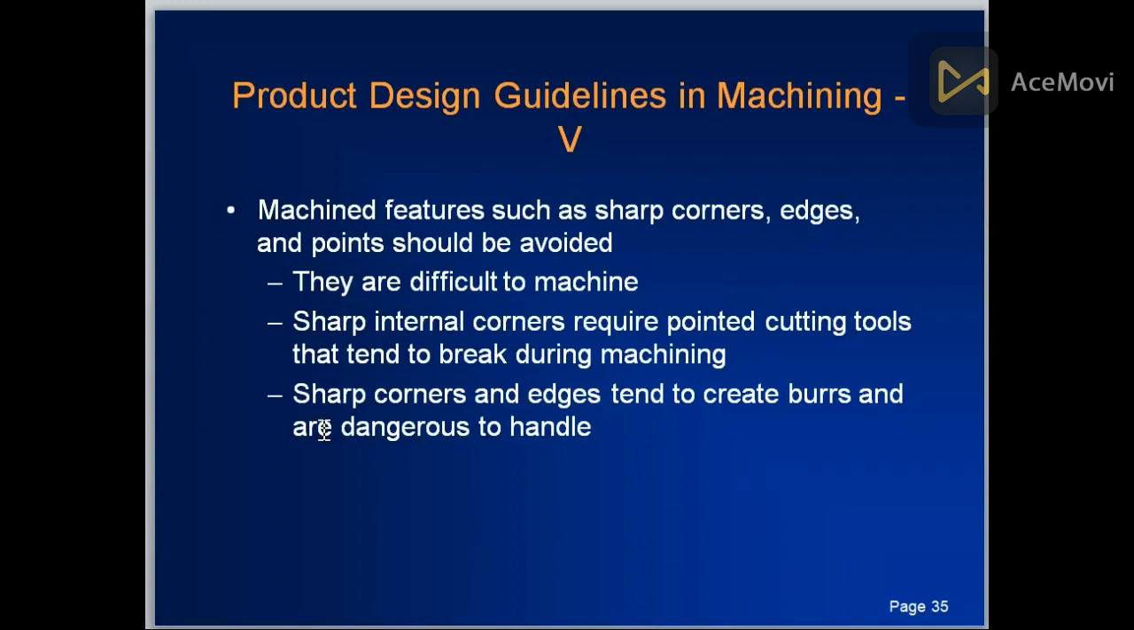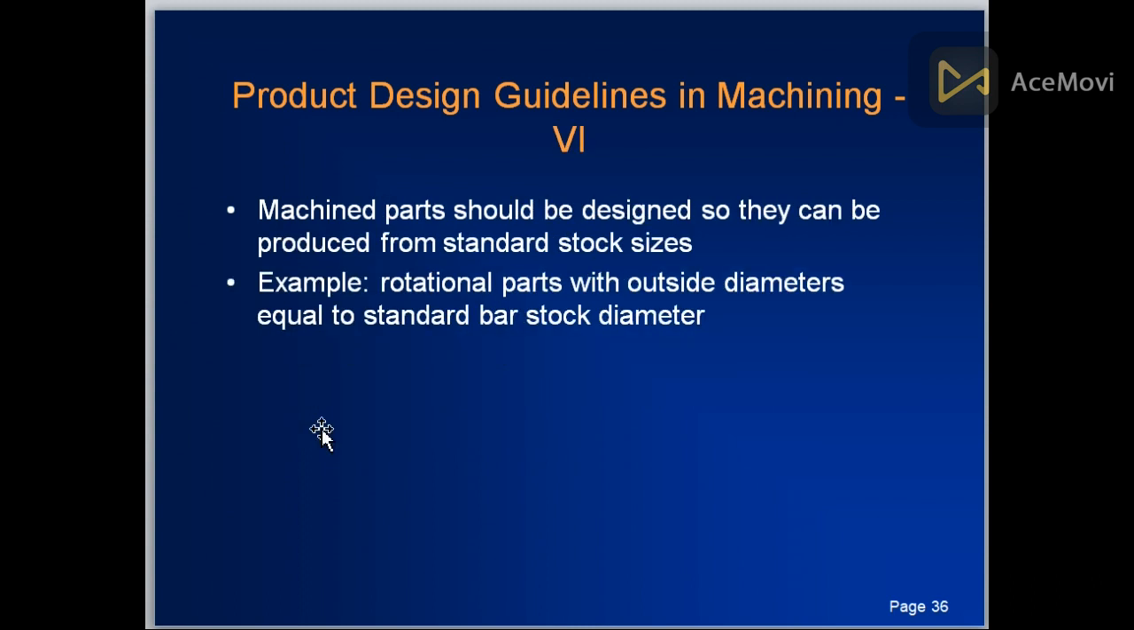Machined features such as sharp corners, edges, and points should be avoided. They are difficult to machine. Sharp internal corners require pointed cutting tools that tend to break during machining, because sharper tools have more stress concentrations. Sharp corners and edges tend to create burrs and are dangerous to handle. Machined parts should be designed so they can be produced from standard stock sizes. Example: rotational parts with outside diameter equal to standard bar stock diameter.